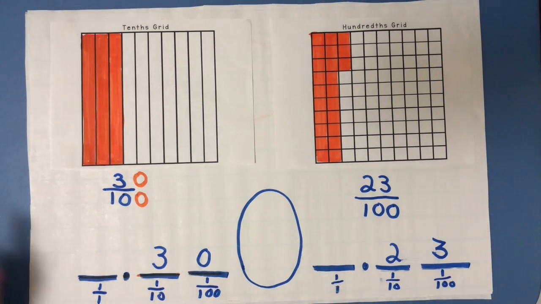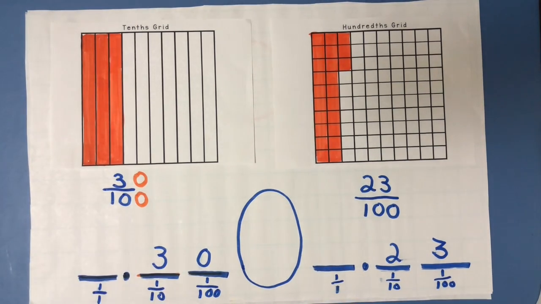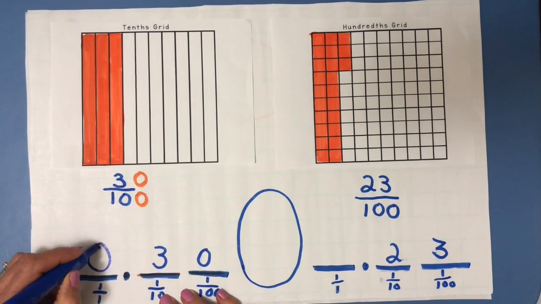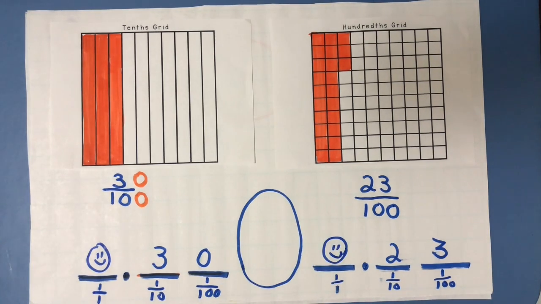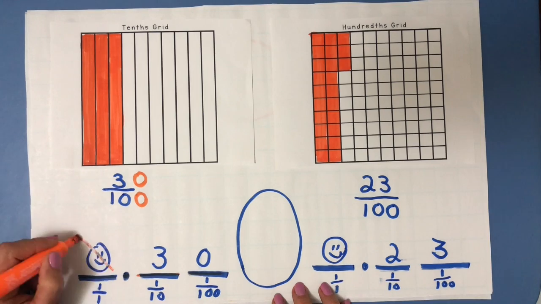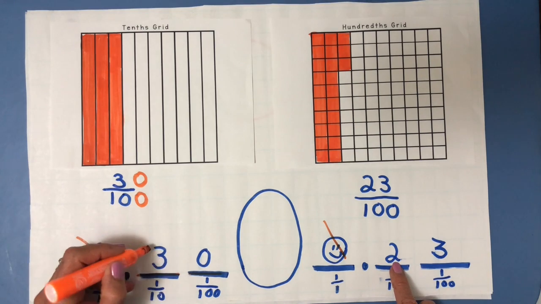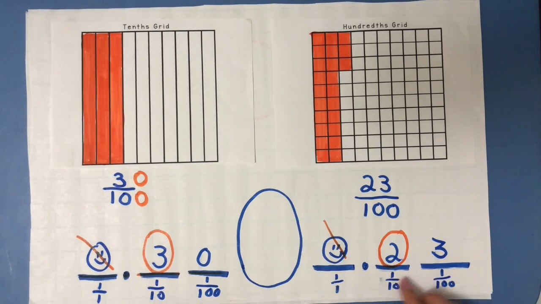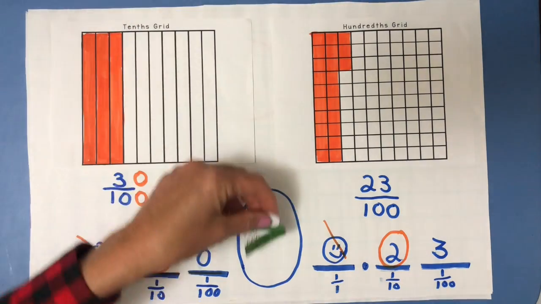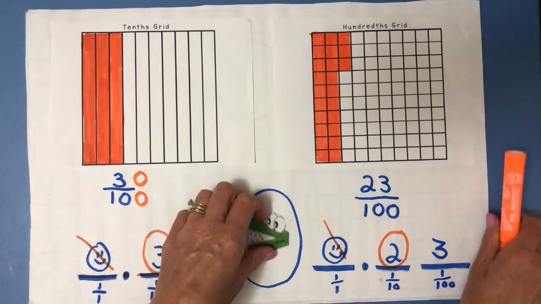So now I can compare them. I'm going to look, there's nothing here. Maybe I should put a placeholder here so this doesn't slide. So I'm going to put a placeholder there and a placeholder there. Now I'm going to compare. They both have no wholes. Okay, so that's the same. Then I'm going to go here. Oh, wait, these look different. This is 3/10 and this is 2/10. Well, I know that 3 is bigger than 2. So I know that my sign is a greater than sign. Okay, next slide.